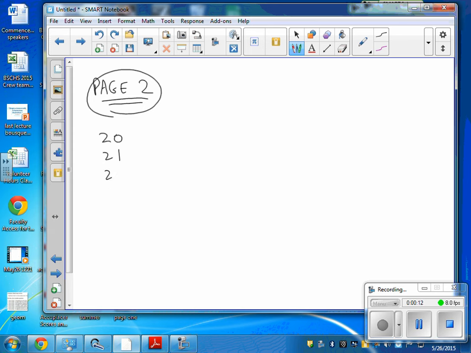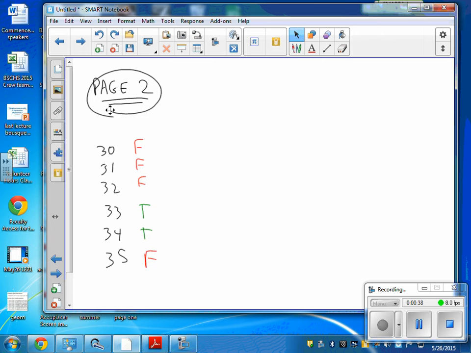20, 21, 22, 20, starting with 30. 30, 31, 32, 33, 34, and 35. I have false, false, false. 33 is true, 34 is true, and 35 is false. Okay, so let's talk about how some of these may be tricky.